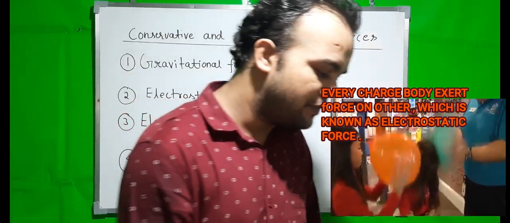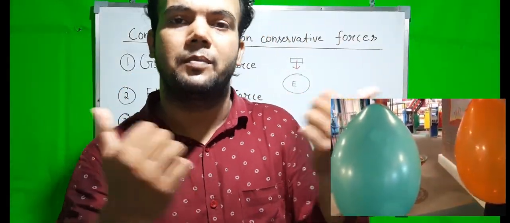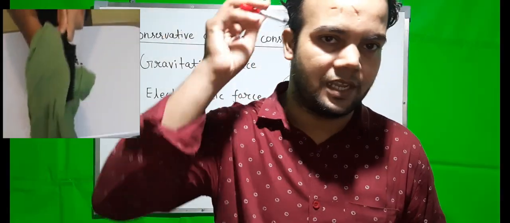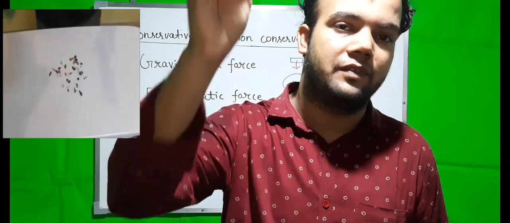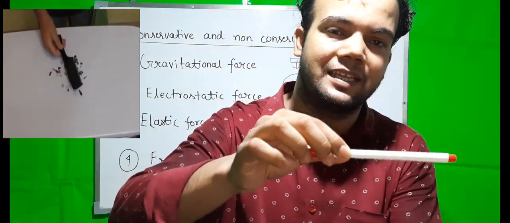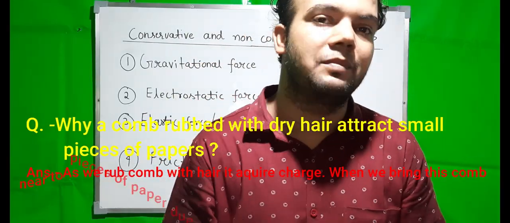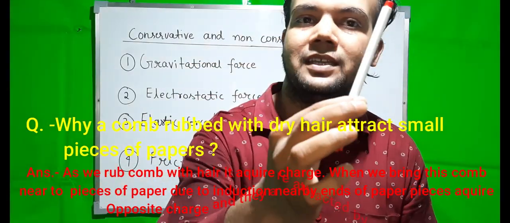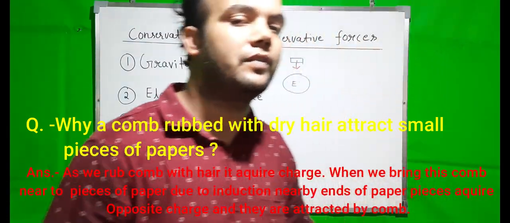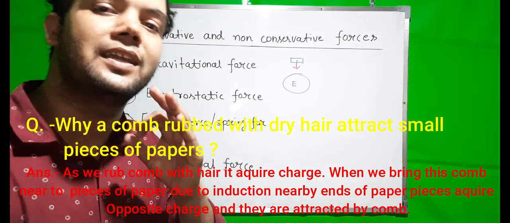Students, tell me, if I take two charged balloons, they will repel each other. If I take a charged scale or a charged pen which is rubbed with my hair, and if I keep this pen near paper pieces, you have done this activity, it will attract the paper pieces. Why? Because it has been charged and it is attracting the other uncharged body. The force of attraction or repulsion between charged bodies is known as electrostatic force.